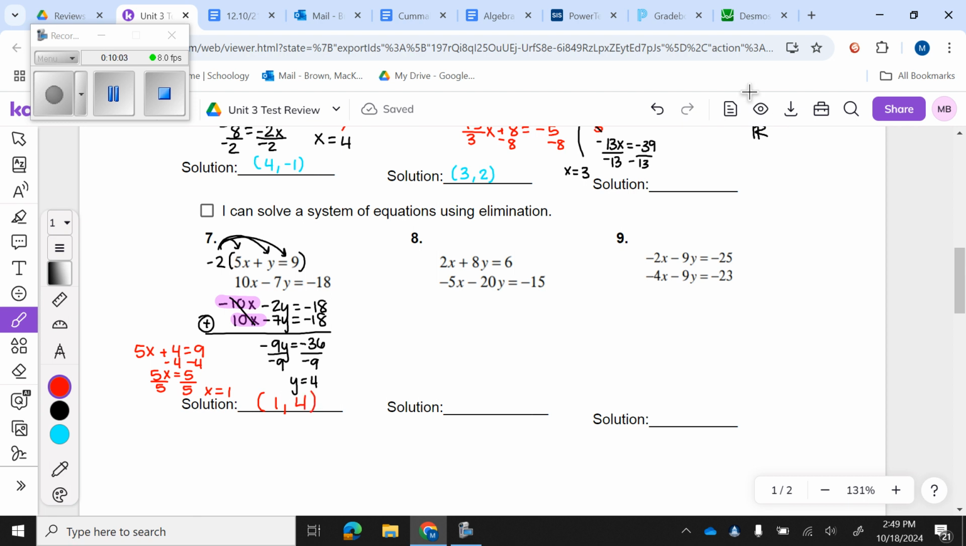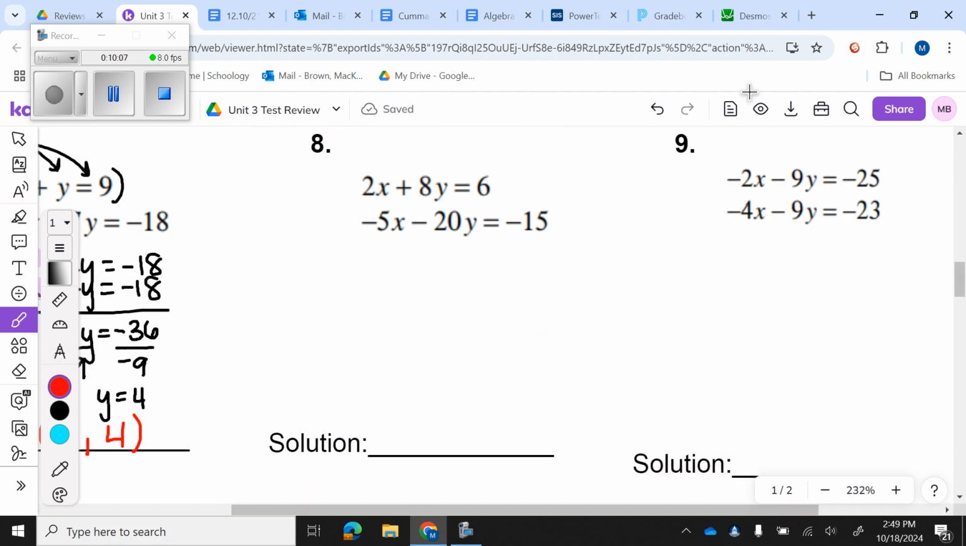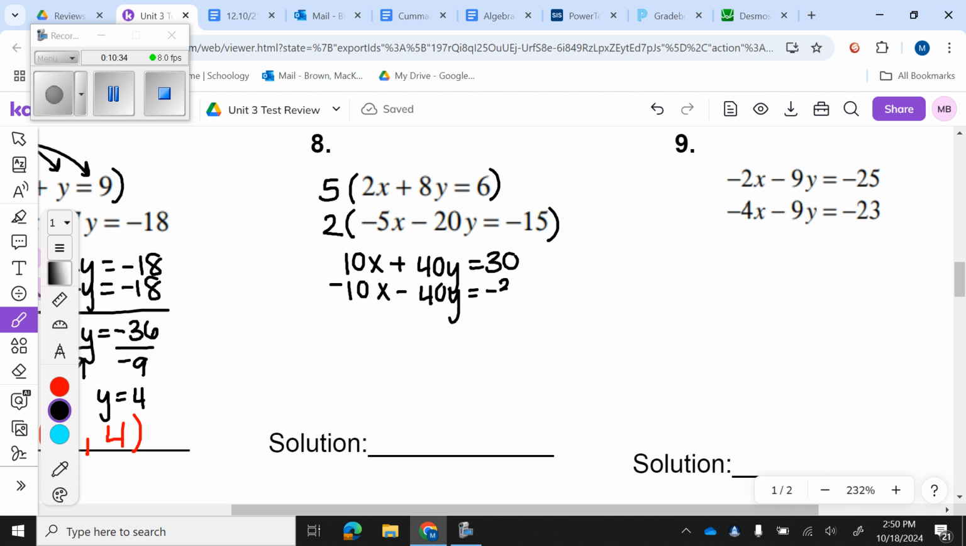All right, if I look at number 8, okay, I've got to see if I have anything I can eliminate. Well, right now, nothing matches, so I'm going to flip-flop my coefficients. I'm going to multiply my top one by 5 and my bottom one by 2. They already have opposite signs, so I don't have to do anything with my signs. I'm just going to go in and distribute. So in the top, I'm going to have 10x plus 40y equals 30. And in the bottom, I'm going to have negative 10x minus 40y equals negative 30.